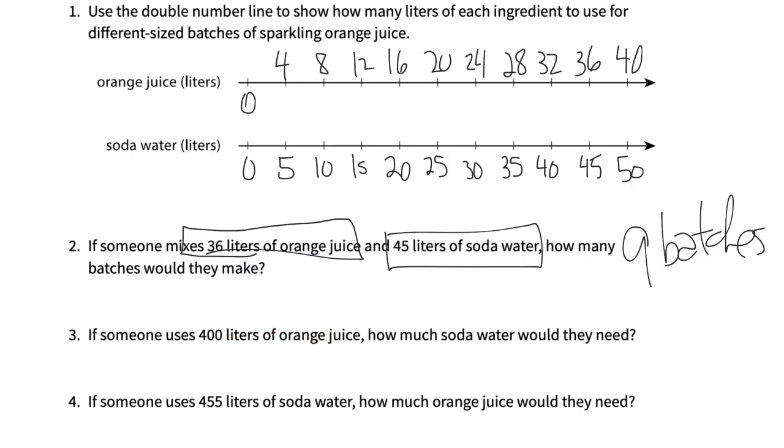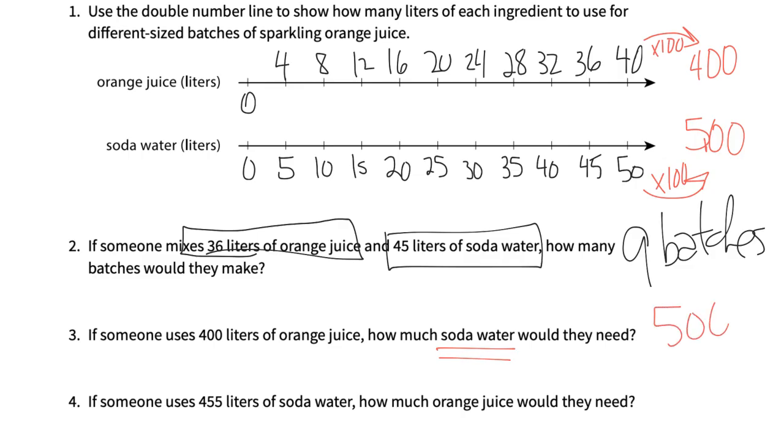So now, continuing on, if somebody uses, oh my goodness, 400 liters of orange juice, how much soda water would they need? Well, we have this ratio right here, right? It's 40 to 50. So if they use 400 liters of orange juice, basically what we're doing is we're going from here timesing by 100 to give us 400 liters of orange juice. So what are we going to do down here? We're going to times by 100, and that gives us 500 liters of soda water. 500.